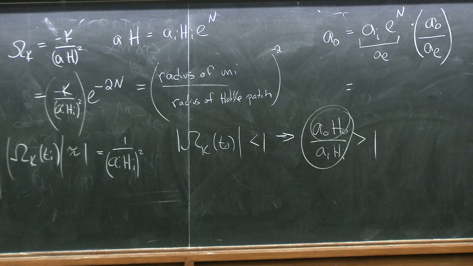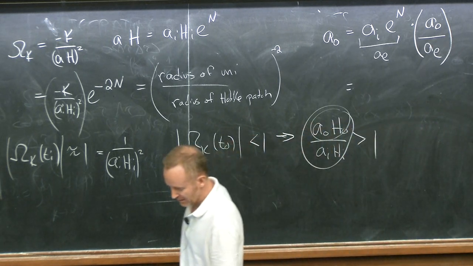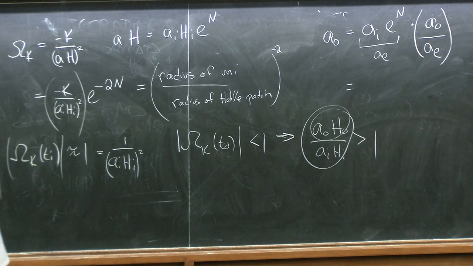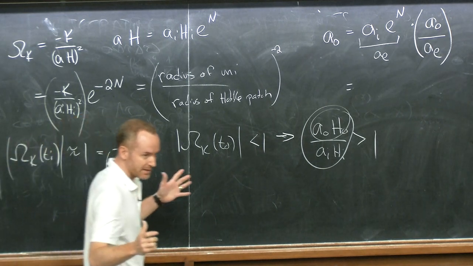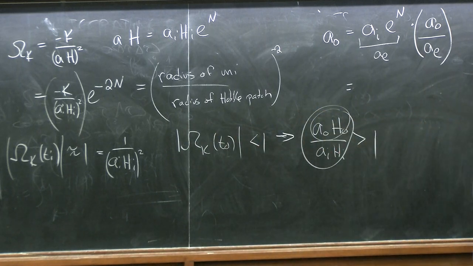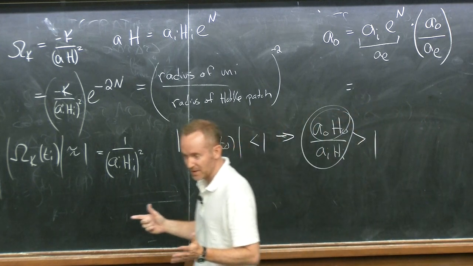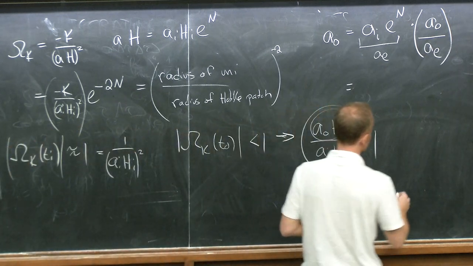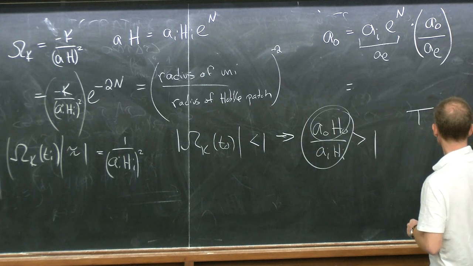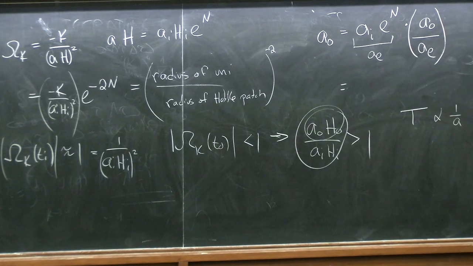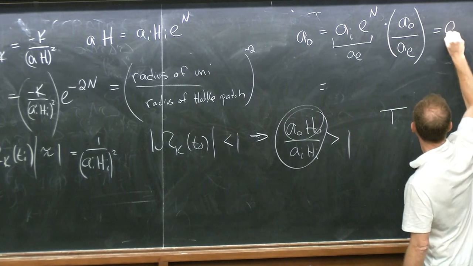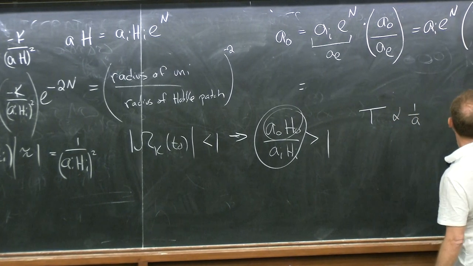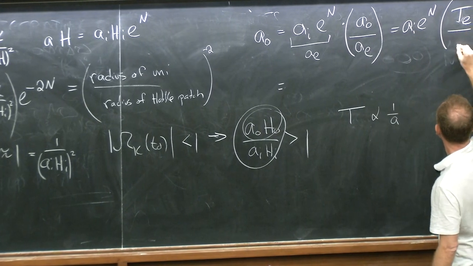Well, I forgot to mention this morning that when you have a gas of radiation in the universe in thermal equilibrium at some temperature, and the universe expands, the temperature scales simply as 1 over a. It's not entirely obvious why this should be true. If you have a black body spectrum of radiation and you grow the universe, you still have a black body spectrum. That's the part that's not entirely obvious, but it's true. So T is proportional to 1 over a, and this ratio here I can write as T at the end of inflation divided by T now.